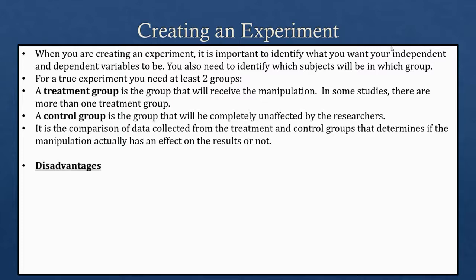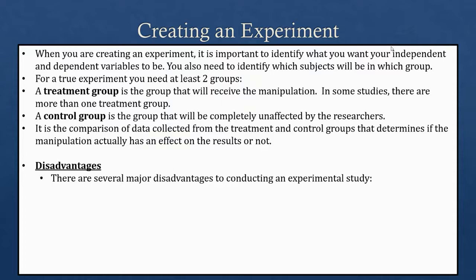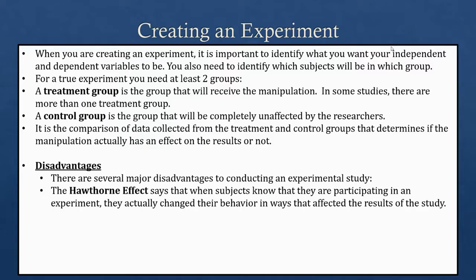So some disadvantages when we create an experiment. There are several major disadvantages to conducting an experimental study. One of those is the Hawthorne effect. You may have heard of this in a psych class if you guys have taken psychology, but the Hawthorne effect says that when subjects know that they are participating in an experiment, they can actually change their behavior in ways that affect the results of the study.